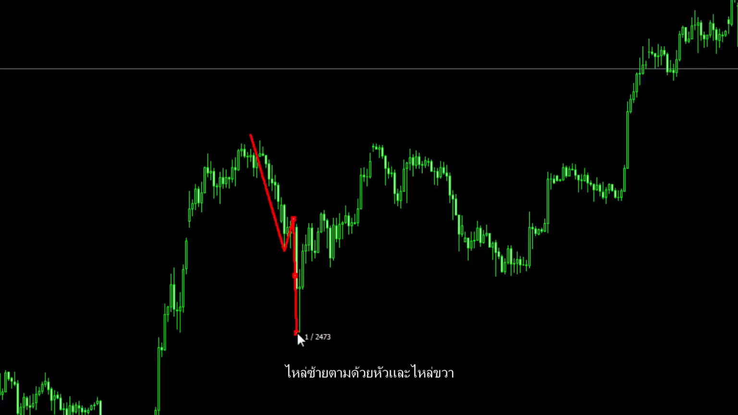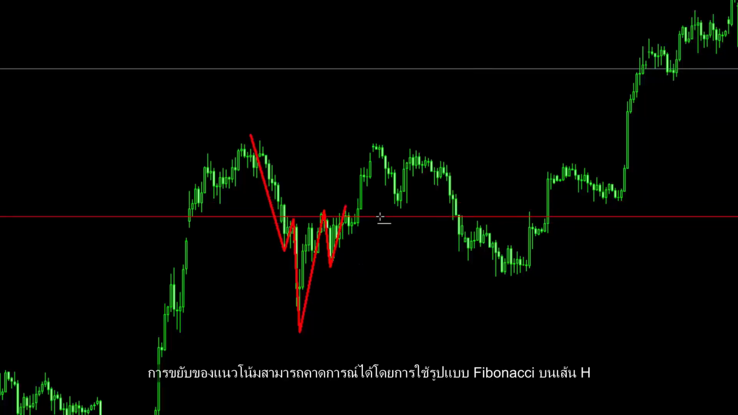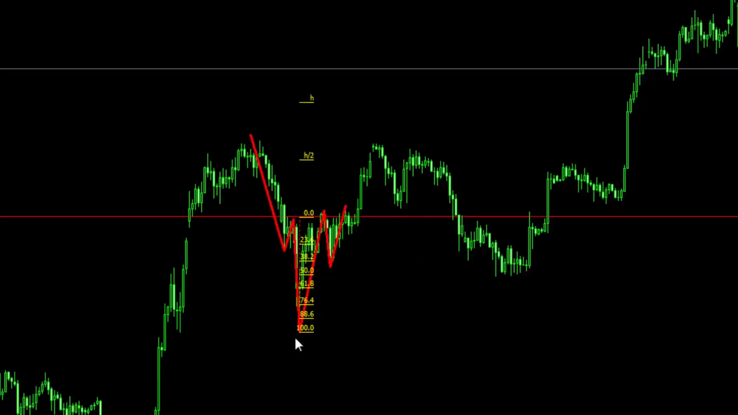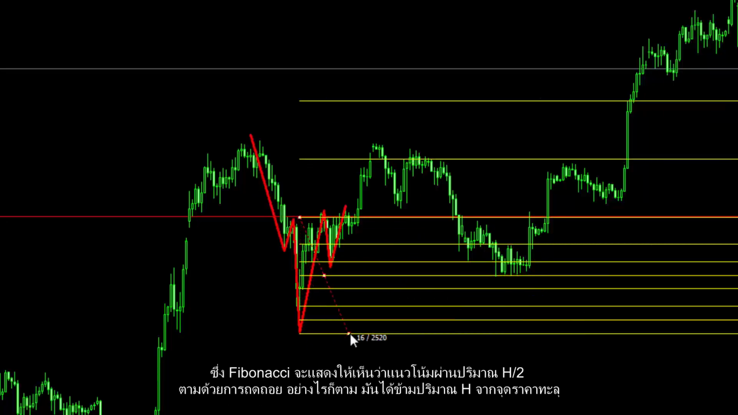Left shoulder is followed with head and right shoulder, so neckline can be drawn easily. Trend movement can be predicted by using a Fibonacci pattern on the H-line. Fibonacci shows that trend passed the H2 amount followed by a decline. However, it crossed the H amount from the breakout point.